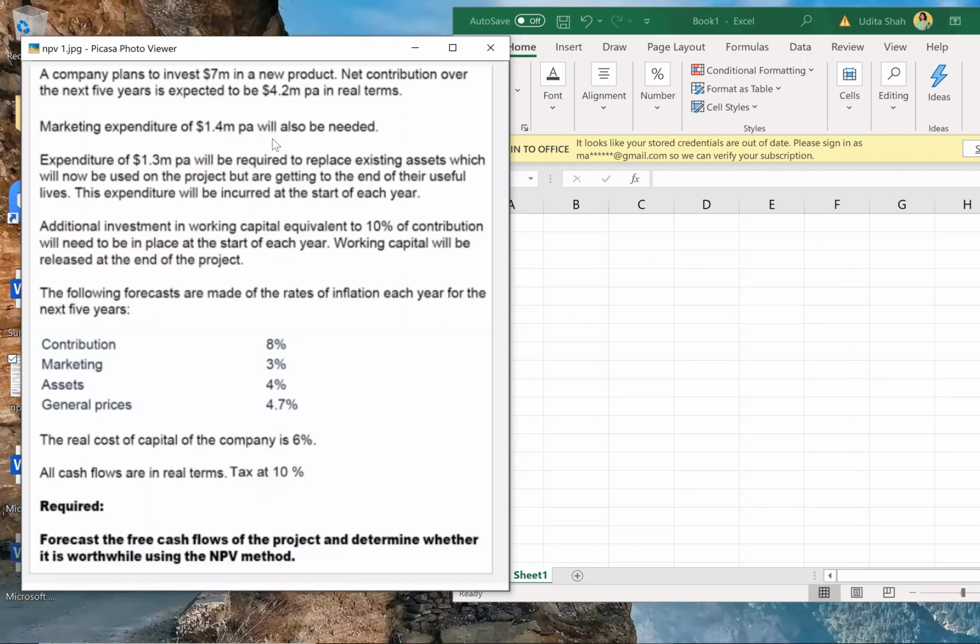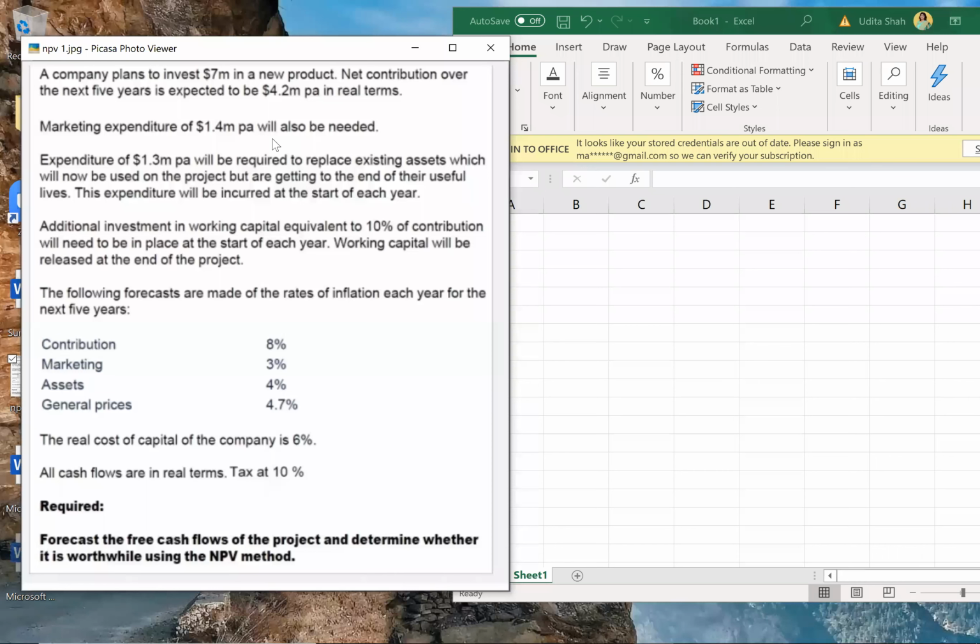Marketing expenditure of 1.4 million per annum will also be needed. Now see, if contribution is in real terms, other expenses will also be in real terms. Okay. So marketing expenditure is 1.4 million per annum. Without inflation, it is 1.4 million. Next.